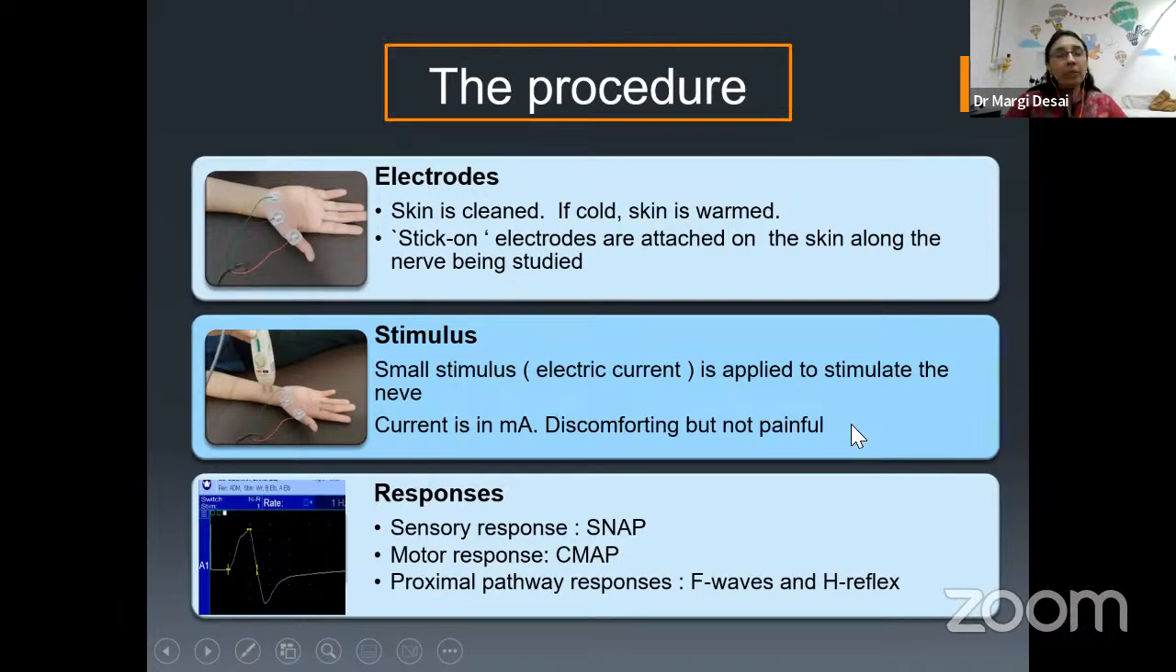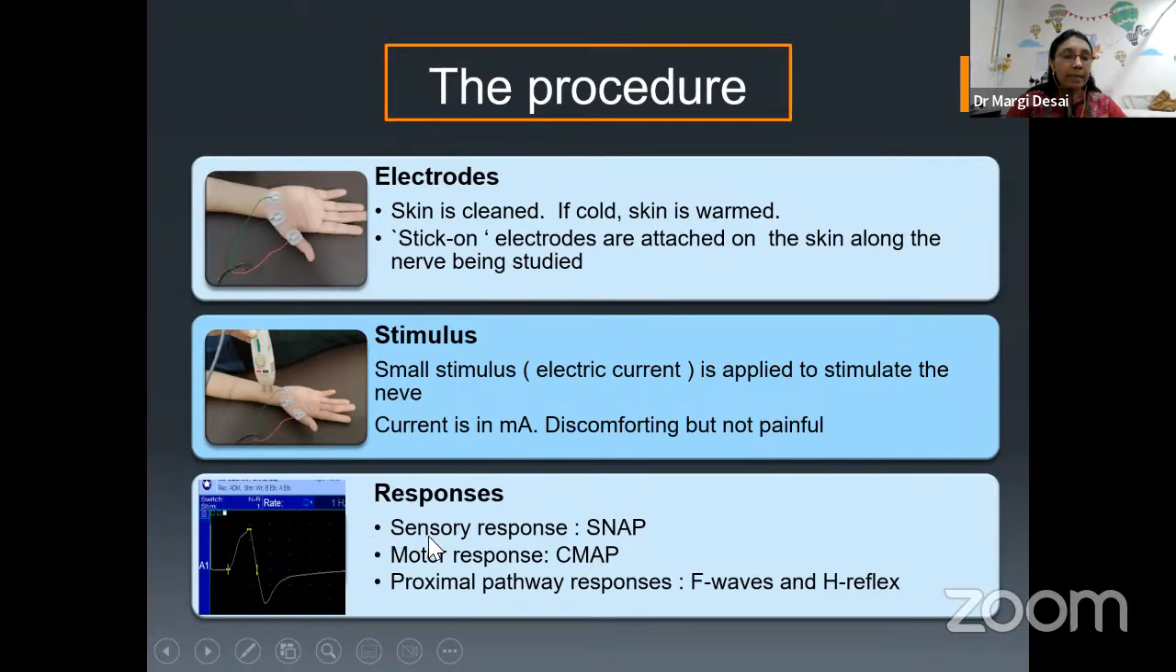So if we feel that a child is going to be very agitated and may not be able to tolerate the test, then we sedate the child with melatonin. And if it's a very small child, then we sedate with pediclorine. If it's an older child who understands a little bit, we often ask him to play a video game on the phone or listen to music, and they are then able to tolerate the test and do it without any sedation. After having applied the electrodes and stimulating the skin, we then record the response.